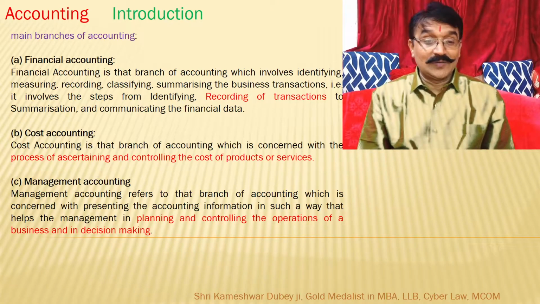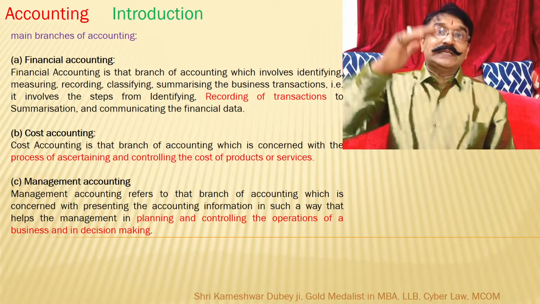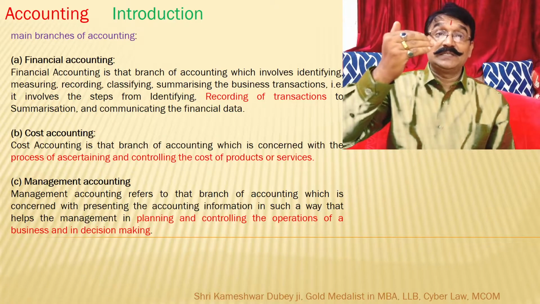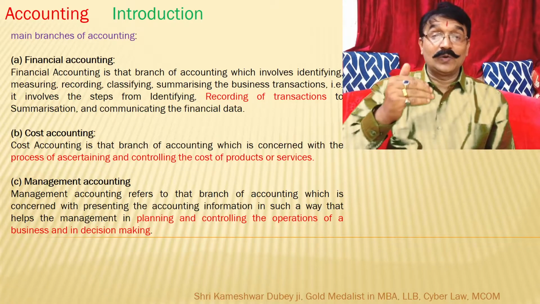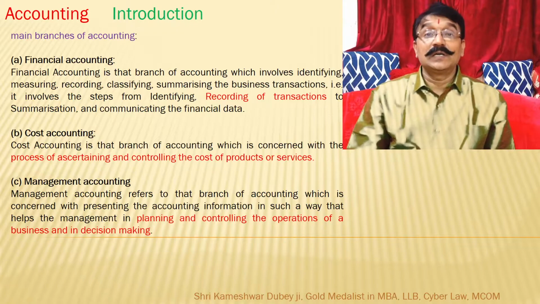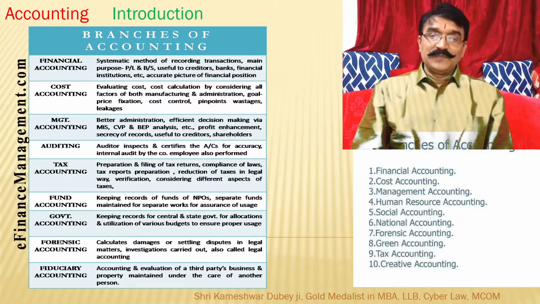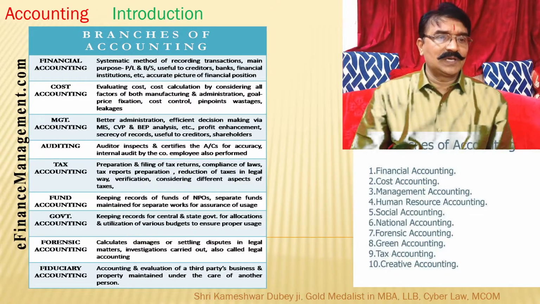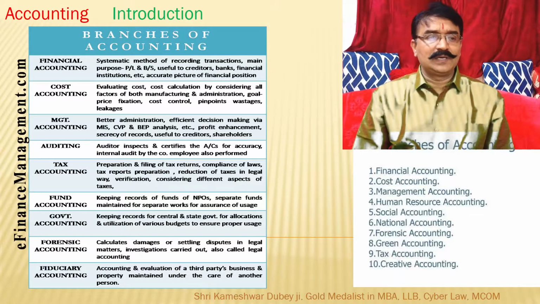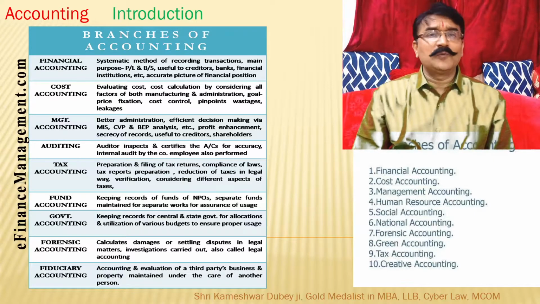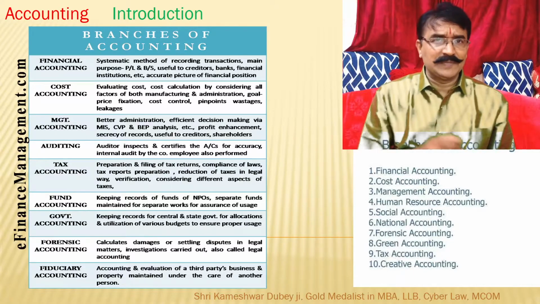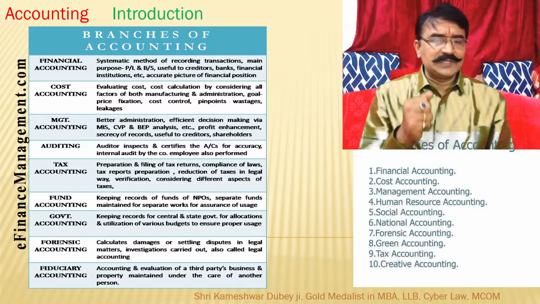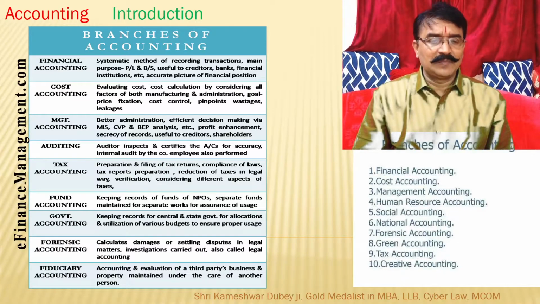Then management accounting. Management accounting is for managerial level persons. They have to take further decisions about planning and controlling the operations of the entity. In addition to these three branches, there are some more branches like auditing, tax, fund accounting, government accounting. Forensic accounting is calculating damages and settling disputes in legal matters. Then fiduciary means a third person's business.